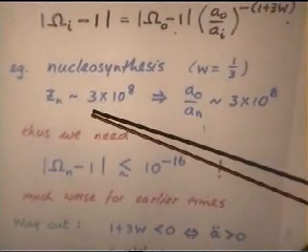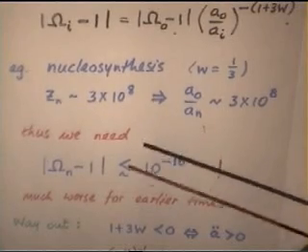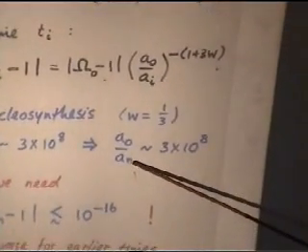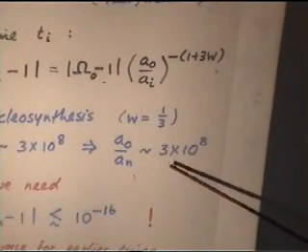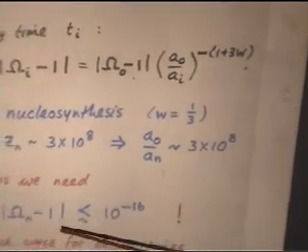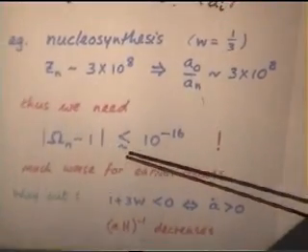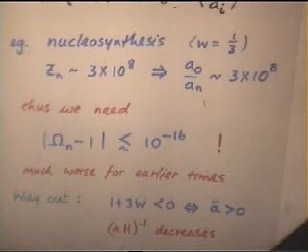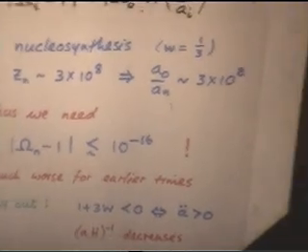It turns out the redshift of nucleosynthesis is about 300 million. And that means that this factor a naught over a_i, where i is now the time of nucleosynthesis, is about 3 times 10 to the 8. And so we need the density parameter's difference from 1 to be bounded by about 10 to the minus 16 at the time of nucleosynthesis, as an illustration of what I was saying. If we go earlier back in time to the electroweak transition or to the GUT transition, we're going to get even more severe fine-tunings, even smaller numbers.